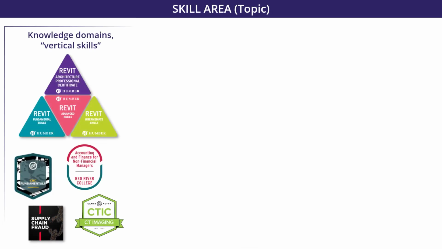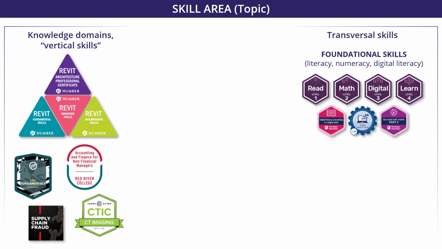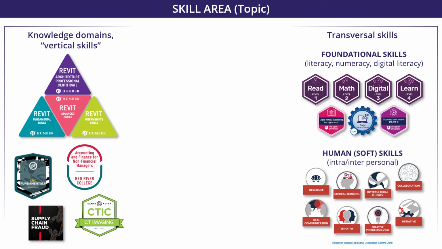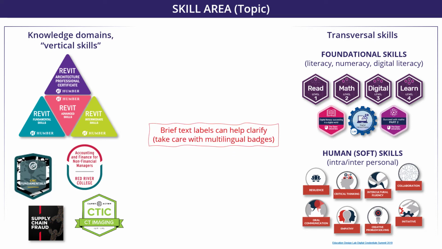Skill area, we have knowledge domains, what are sometimes called vertical skills, so you see some examples there. And then we also have transversal skills, which can be foundational. So in other words, this person is at this level of math skills, for example. But it can also be soft skills, the human skills, interpersonal and personal skills that help with employability. Text labels can help clarify the message of the badge. Care should be taken when you're working with multiple languages because there can only be one image per credential.